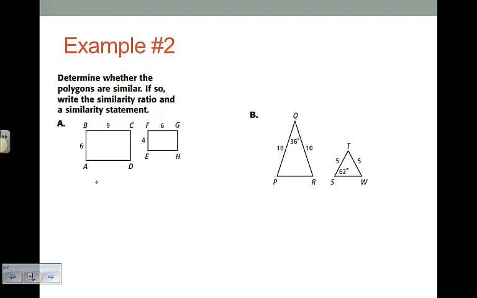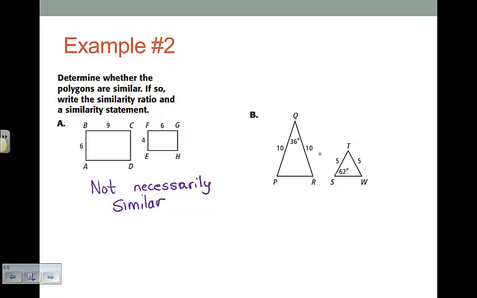So I'm going to say not necessarily similar. They could be, but I don't have enough information to determine. Not necessarily similar.